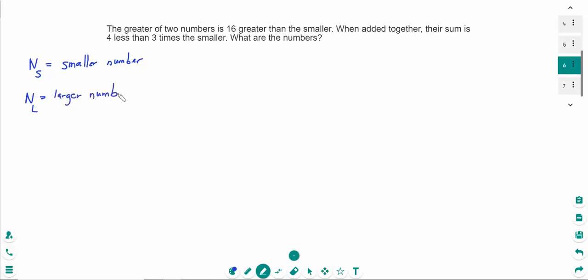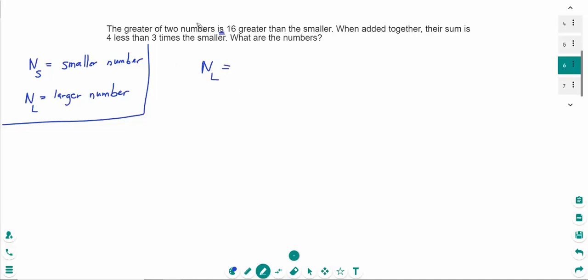There, just so that we're clear in case there's any subtraction or division going on. All right, let's see what we've got. The greater of two numbers, that's the larger, that's n sub l. So n sub l is, well, that would indicate equals, right?